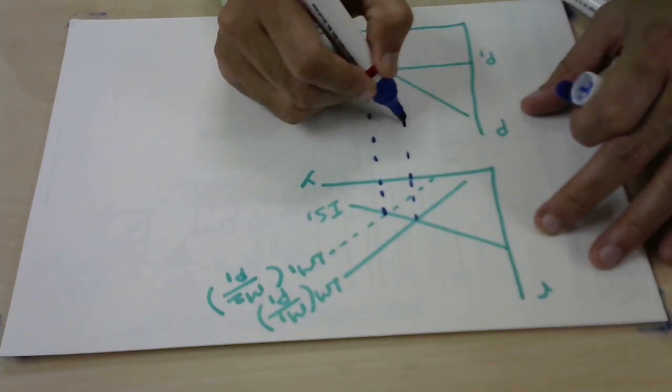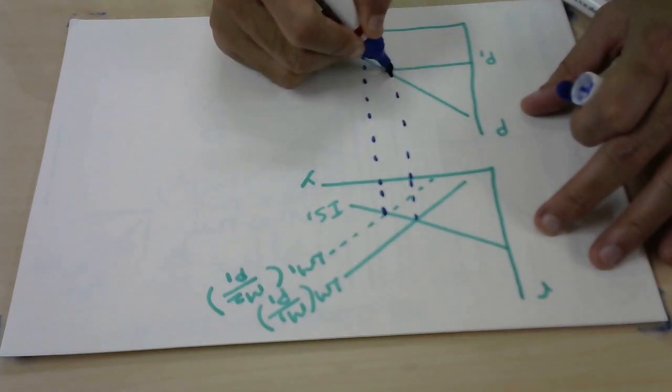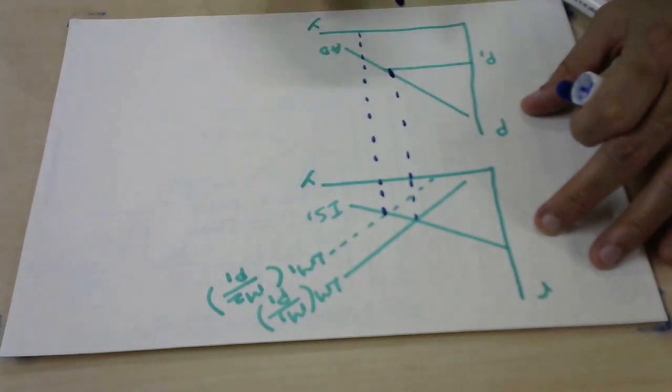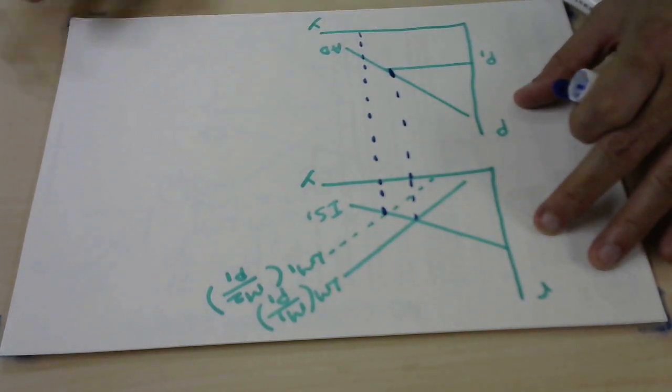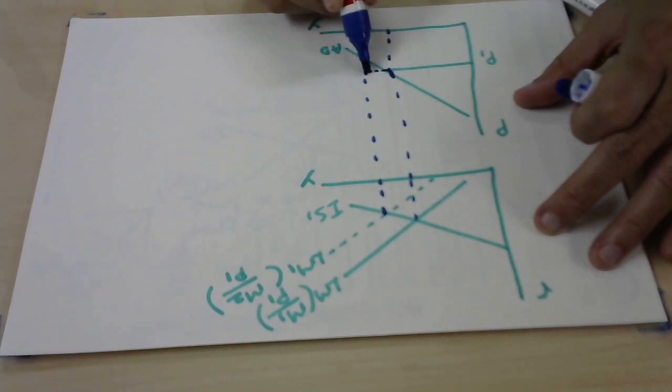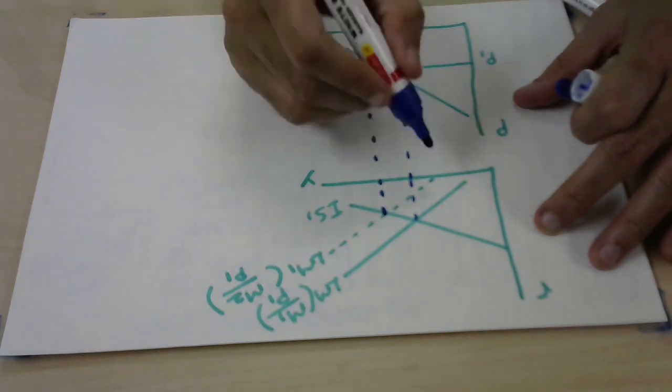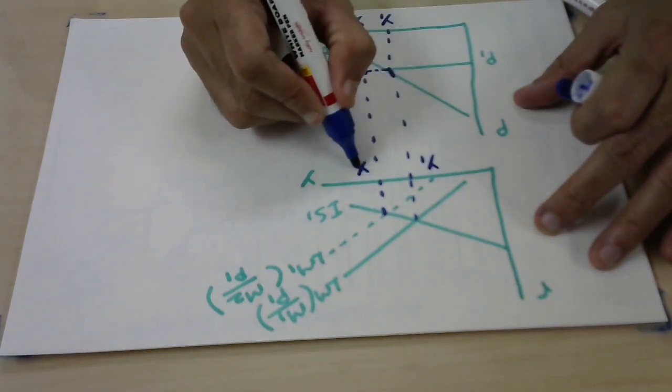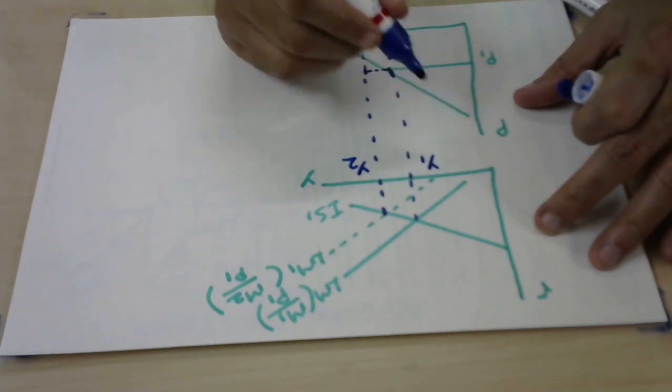Ideally I should have plotted the P here, but it doesn't change our analysis. What we are saying is that the old price level now corresponds to a higher level of GDP. So my GDP was initially Y1, and now it is Y2 at the old price level.